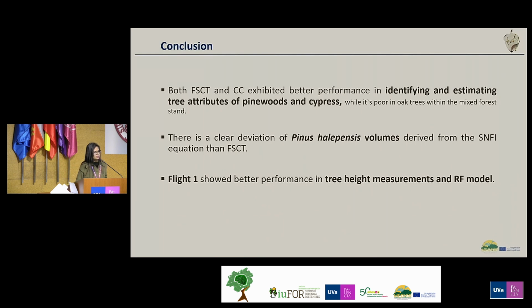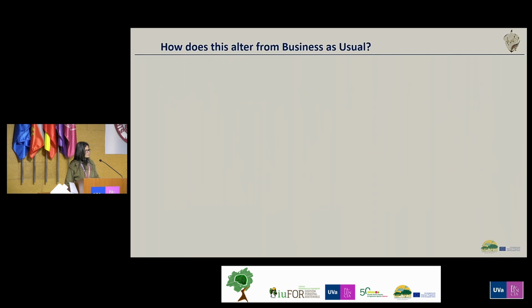These are the conclusions. Both FSCT and CloudCompare performed better in identifying and estimating tree attributes of pine wood and cypress. And there was a clear deviation in halepensis volume derived from National Forest Inventory equations, and Flight 1 showed the better performance. But now the problem is, when we are doing our research, how does this alter business as usual?